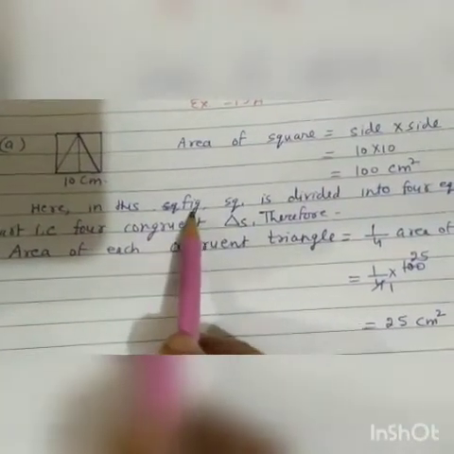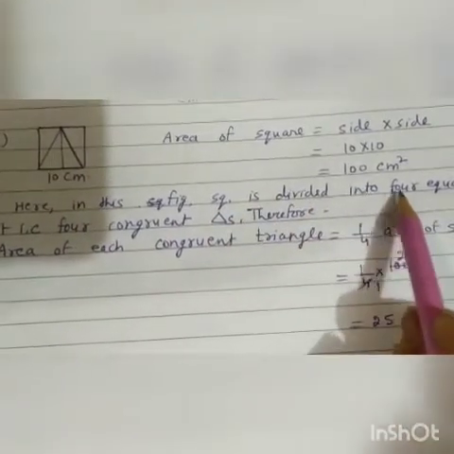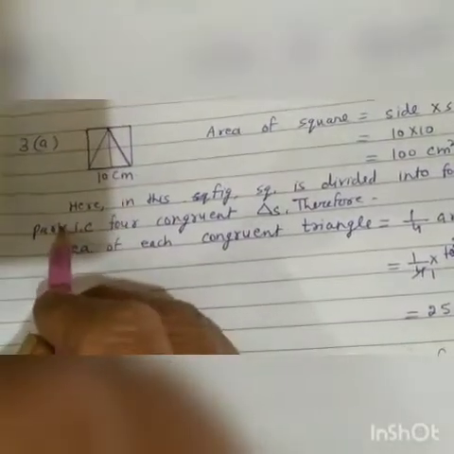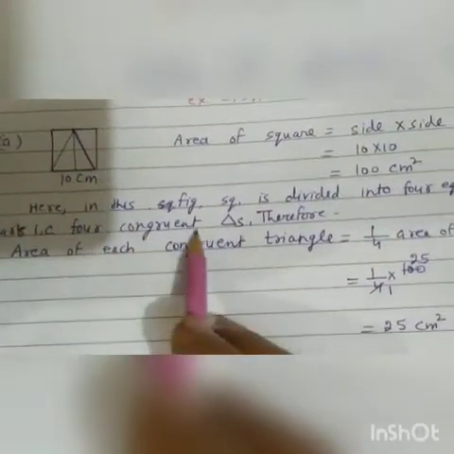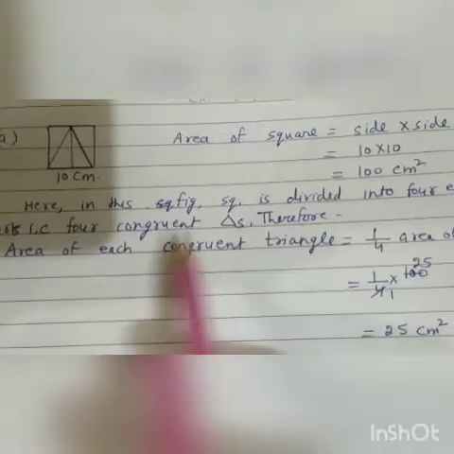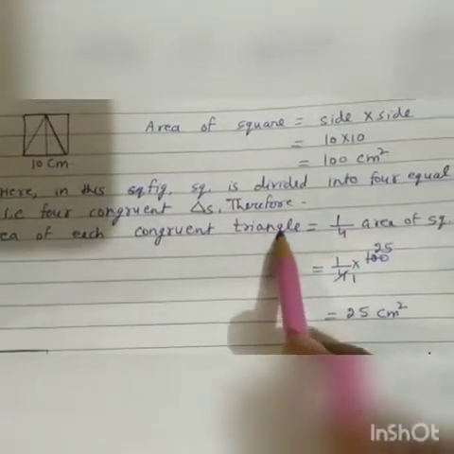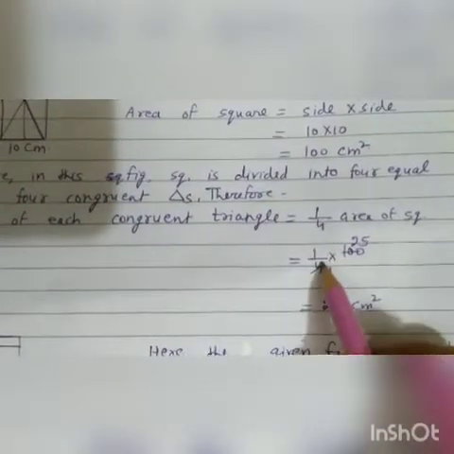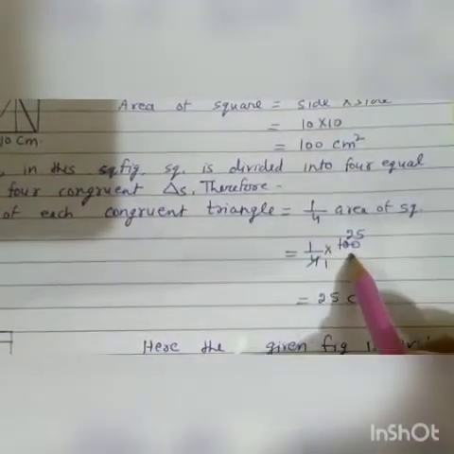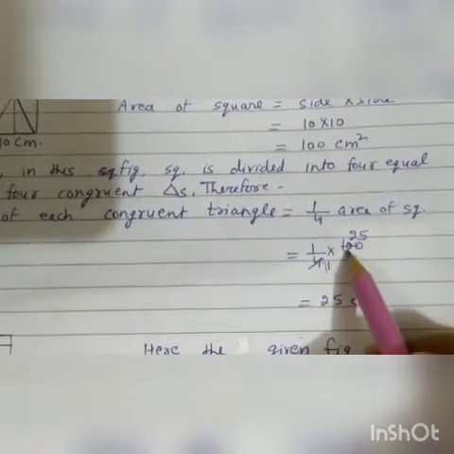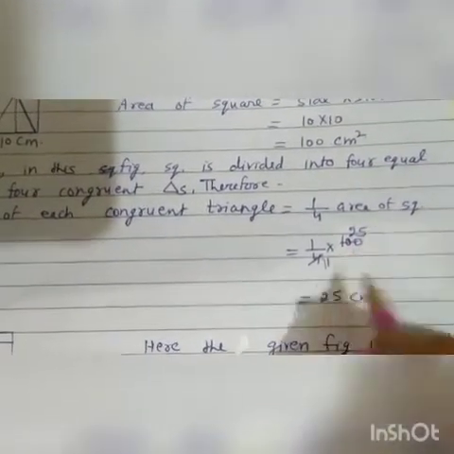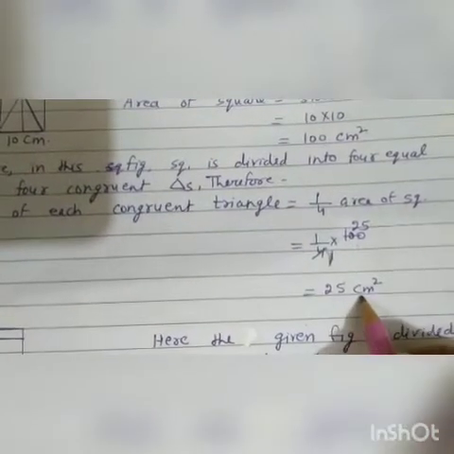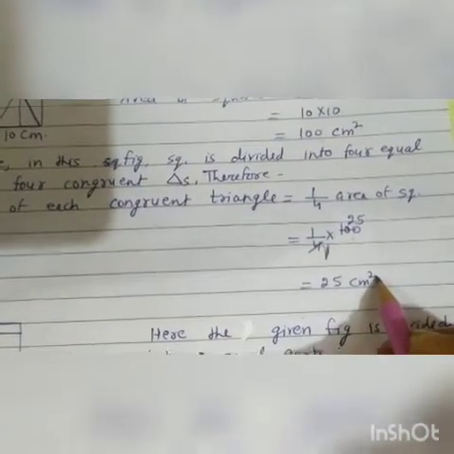Here in this figure, the square is divided into 4 equal parts, that is 4 congruent triangles. Therefore, the area of each congruent triangle is equal to 1/4 of the area of the square. 1/4 into the area of the square, which is 100. 4 ones are 4, 4 twos are 8, 2 remainder, 4 fives are 20. So, the area of each congruent part is 25 centimeter square.